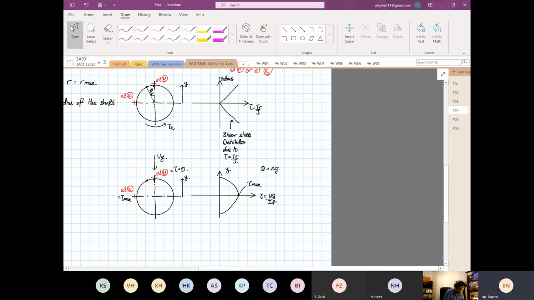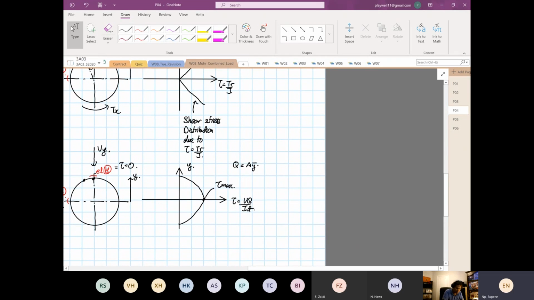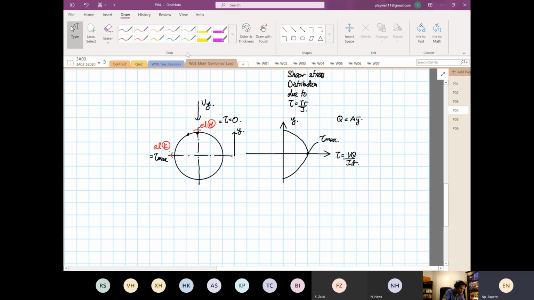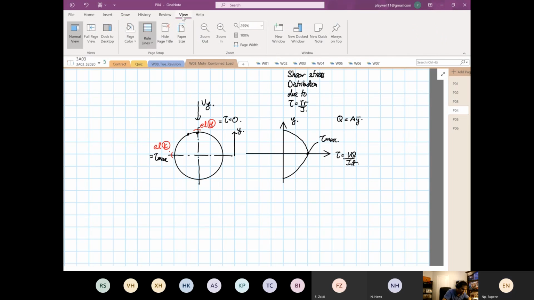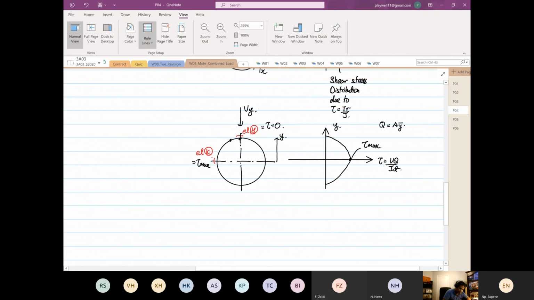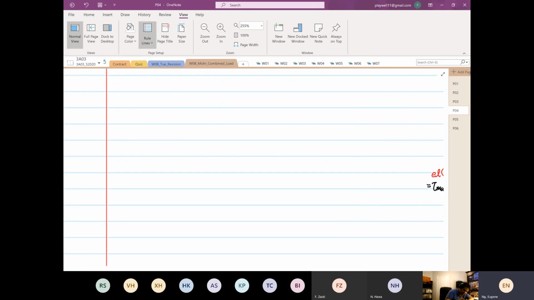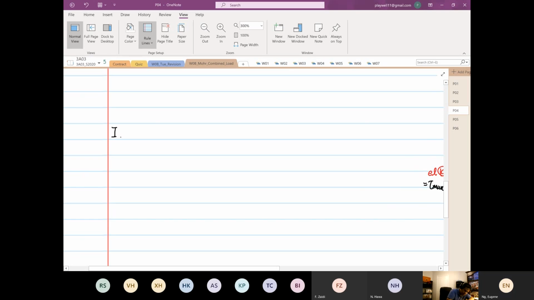Okay. So now, the thing is this. In reality, in real life, what is going to happen? This is critical. In actual application, and later on you'll see this when we do more examples, TR over J is a lot bigger than VQ over IT.